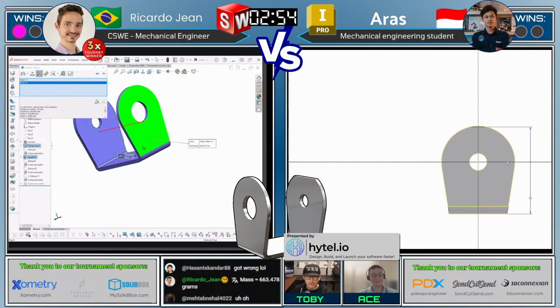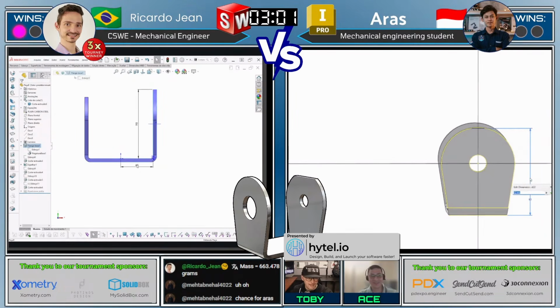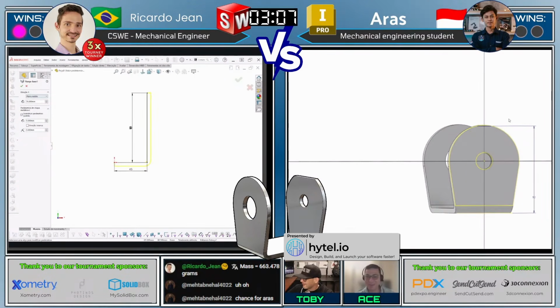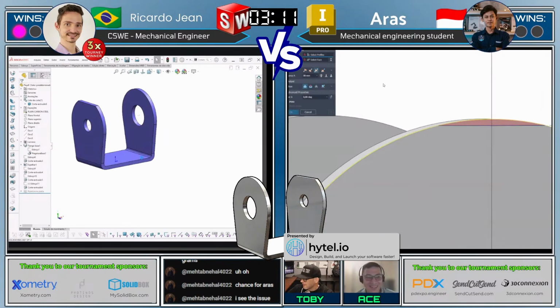That is not correct. So Ricardo Jean has burned off one of his available answers and possibly opened the door for Aras to come in. He's possibly opening up this door here. Wow, guys. This is intense. We'll see what happens. Glued to the screen here, trying to figure out what Ricardo Jean maybe did wrong here.